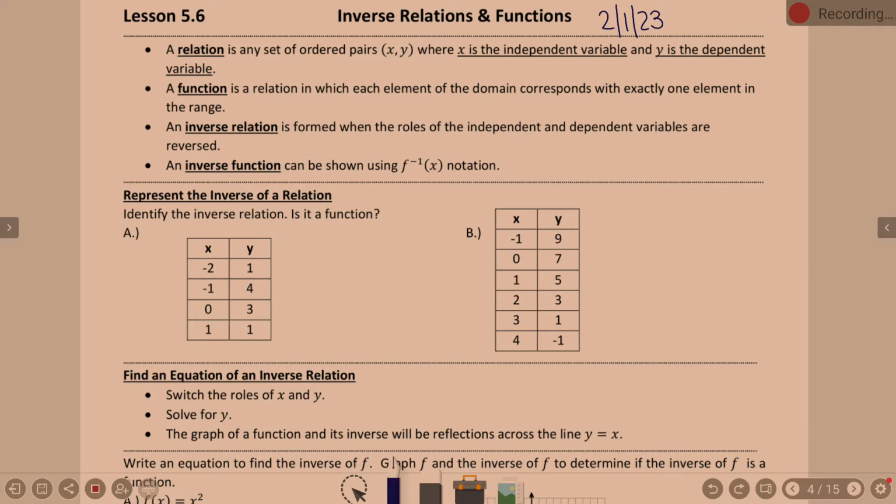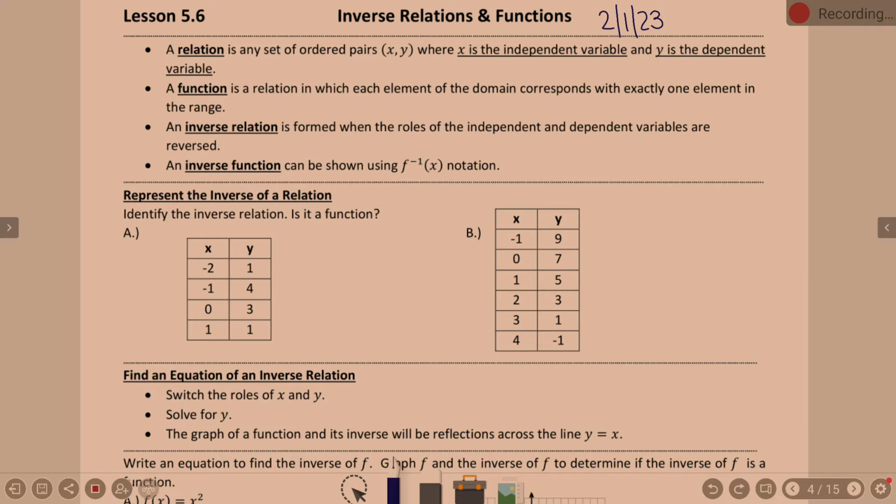Okay? So a little bit of vocabulary to get us started. A relation is a set of any ordered pairs, x comma y, where x is the independent variable and y is the dependent variable. So we have just a set of ordered pairs in general. We don't necessarily know if it's a function, we just call it a relation. X is always the independent variable, something like time. Time is independent. It doesn't rely on anything else. Whereas y is your dependent variable. It depends on whatever x is doing.